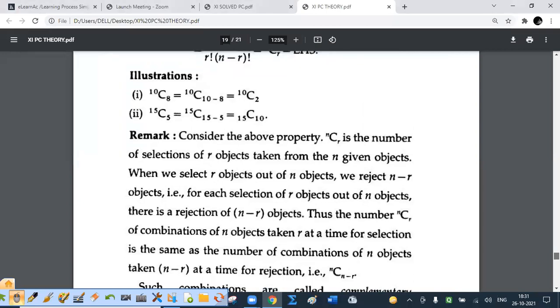Consider the above property. nCr is the number of selections of r objects taken from the n given objects. When we select r objects out of n objects, we reject n minus r objects. That is, for each selection of r objects out of n objects, there is a rejection of n minus r objects. Thus, the number nCr of combinations of n objects taken r at a time for selection is the same as the number of combinations of n objects taken n minus r at a time for rejection. That is nC(n minus r).